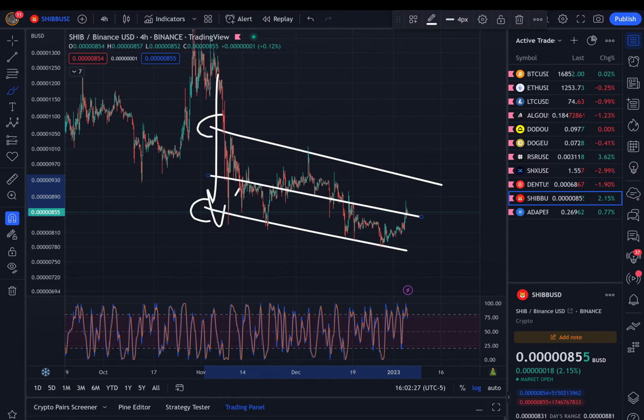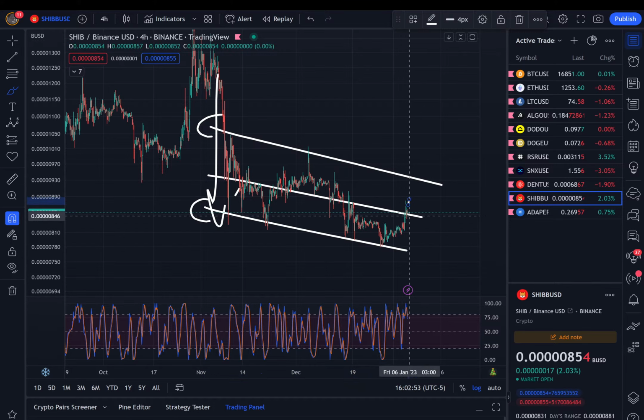The midline, which is resistance if you're below it, and support when you're above it. So here, for Shiba Inu, you can see that we've just now hit the midline, which is resistance, because it's the middle of the channel. So that's to be expected.